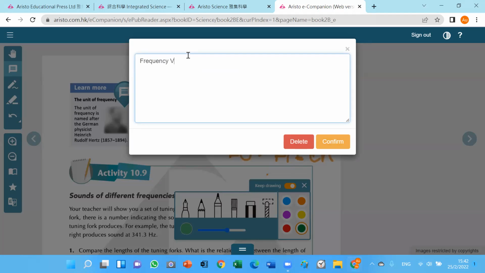So do you know about frequency? Frequency versus time. Do you know what this is about? Frequency versus time, which means that we're talking about frequency. Such as, I give you an example. I have been to Japan 3 times. Okay, another example. I go to Japan frequently.